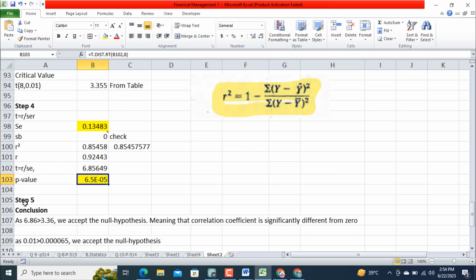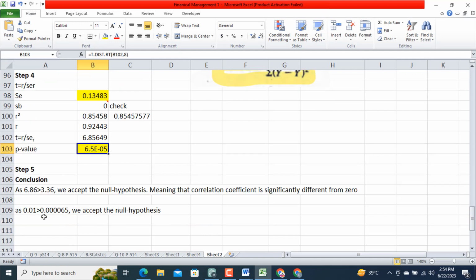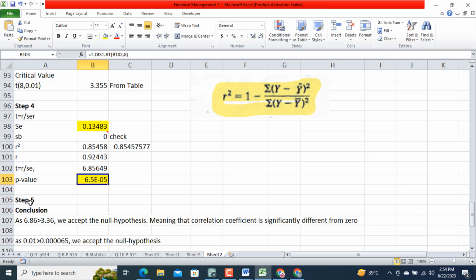Finally we move to step number 5, which is related to the conclusion. Again we are going to make the conclusion on the basis of two criteria. One is the critical region tabulated value, and the other is the p-value. Look at this. Our 6.86 is greater than 3.36. Our value is greater than 3.36.